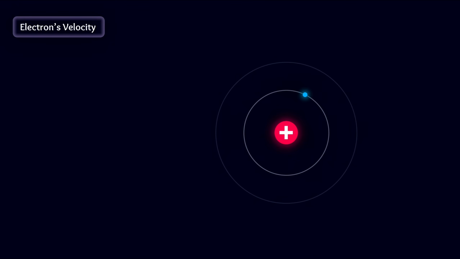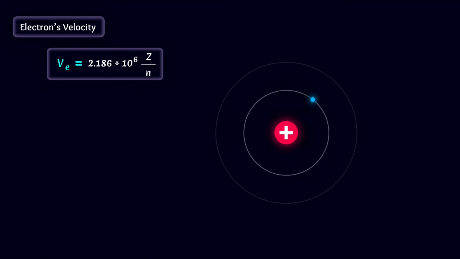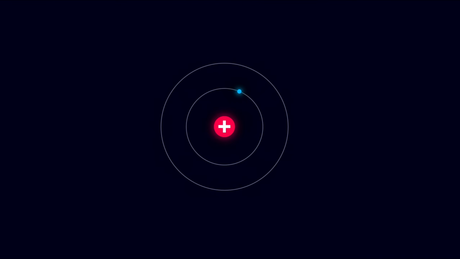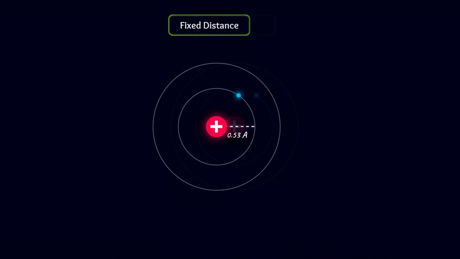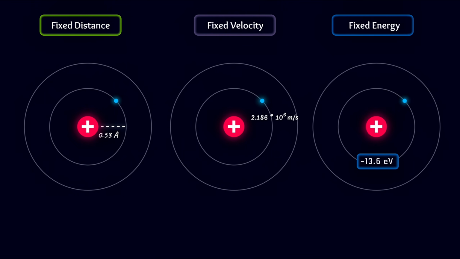Bohr even found the velocity of the electron. From his equation, we can find that the electron in the first shell of a hydrogen atom orbits the nucleus at a speed of 2.186 × 10^6 meters per second. This means electrons orbit the nucleus at a fixed distance, fixed speed, and fixed energy. Everything is quantized, or has a fixed value.